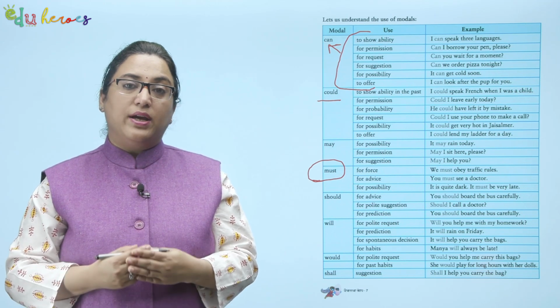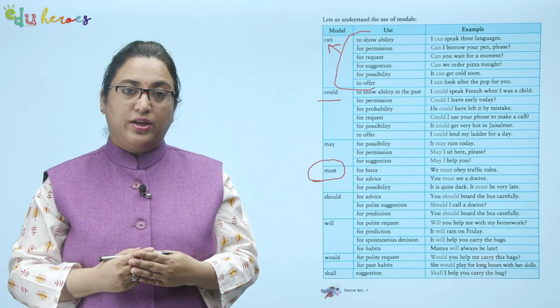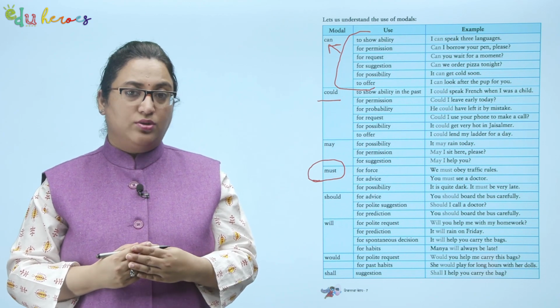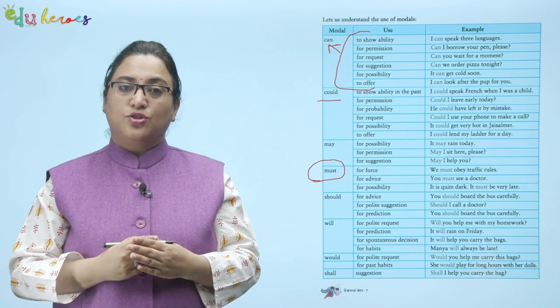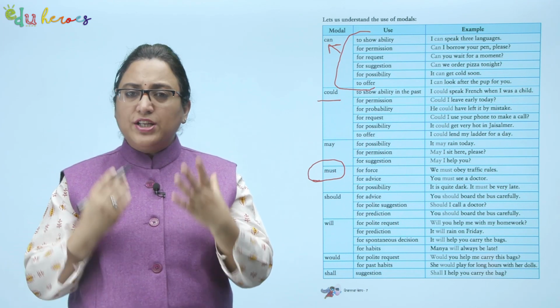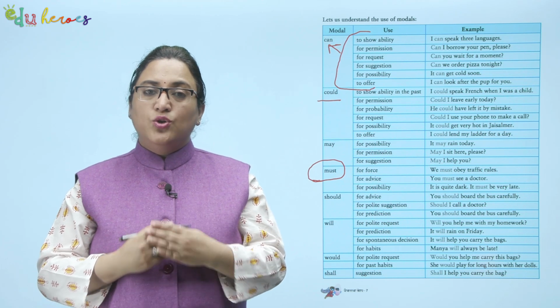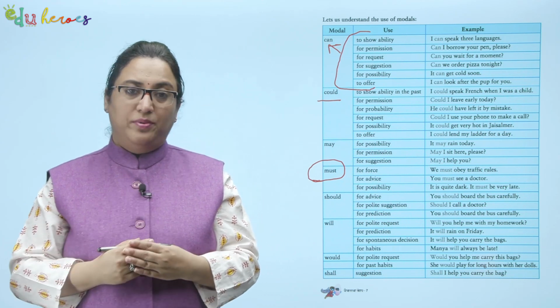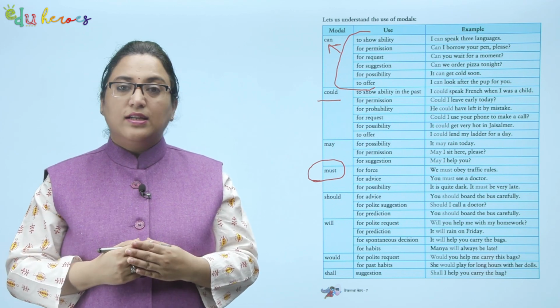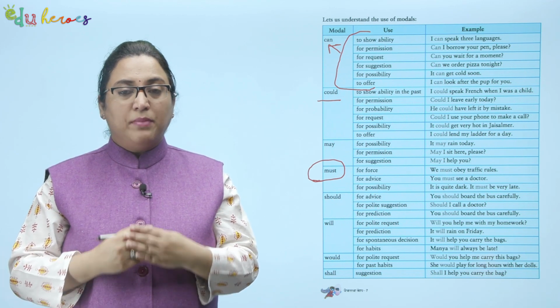We must obey traffic rules. Now, that's like an obligation. Forcefully, you want this rule to be followed. You must see a doctor. That's a very strong advice. Whenever you want to give a very strong advice to somebody, you will use this modal verb. And in case of possibility, it is quite dark. It must be very late.